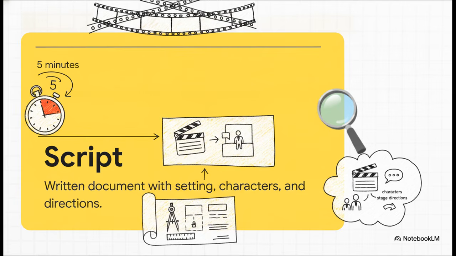Think of a script as the foundational blueprint of your production. It's this highly specific written document containing the setting, the characters, dialogue, and stage directions. It tells everyone on set exactly what is happening, where it's happening, and who is speaking at any given second.